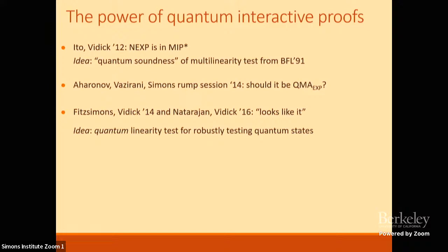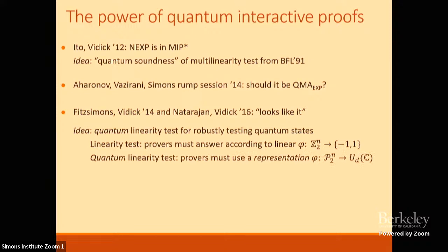And that test for entanglement is based on a very famous classical test called the Blum-Luby-Rubinfeld linearity test. So the linearity test is some procedure you can execute in order to verify that the provers determine their answers according to a linear function, from the additive group Z2 to the n to the multiplicative group plus minus one. With the test that we developed, it involves verifying that the provers answer according to a quantum linear function, if you want. So now it's a representation.